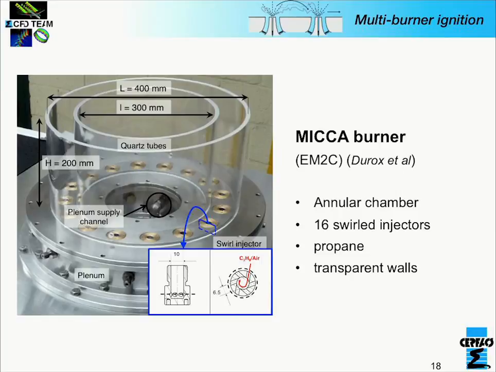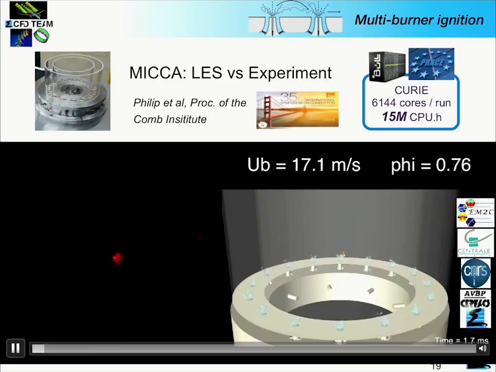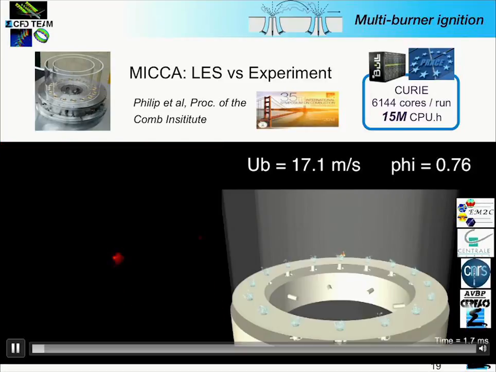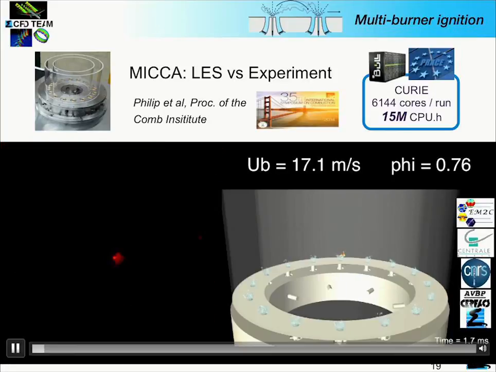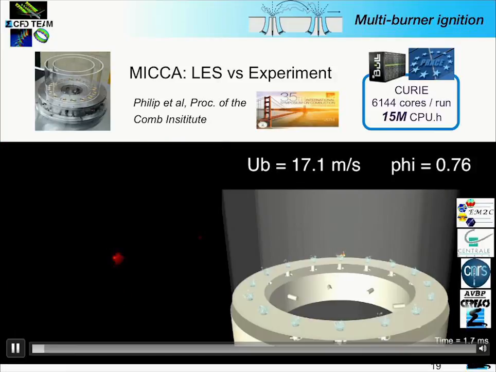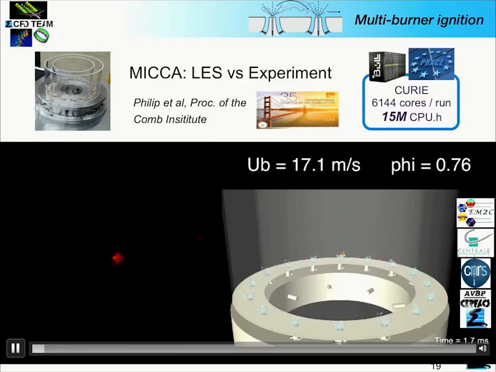What I will show you now is a simulation of the system. On the right here, the simulation results, and here the experiment. You see first the start of ignition, and then you can see in both cases the typical shape of the flame as an arch flame, and the propagation on the sides, and also the dissymmetry between both sides, again due to the global swirl motion of the flow. And it is fully synchronized with time.